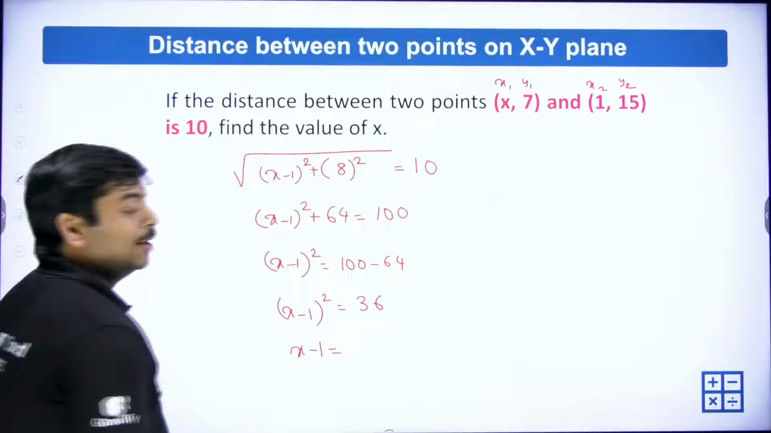Yesterday we discussed the same type of question, so this is just for recap. So quickly let's move to the next question. What is that?